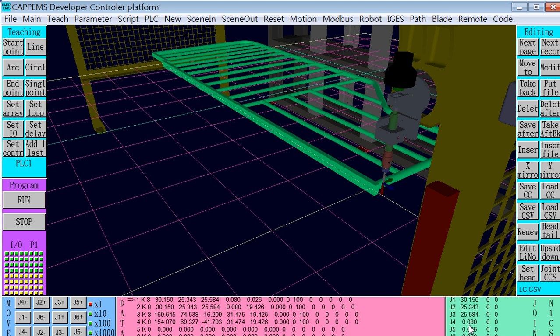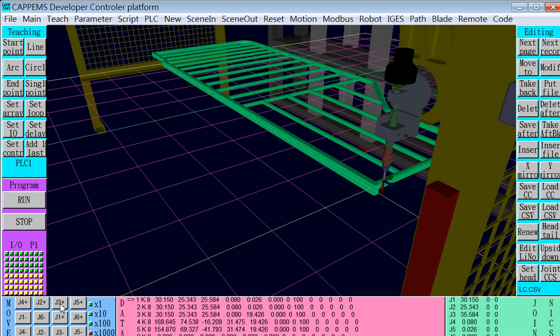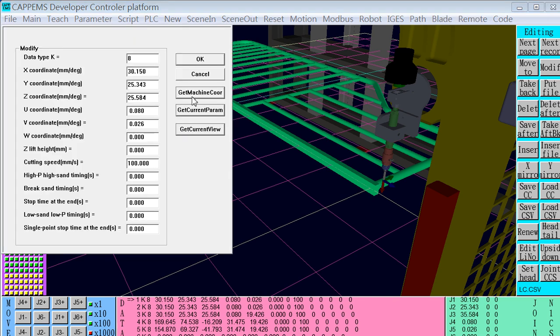This is tolerance. We lift along the J3, the Z position, in joint mode. J3 plus. Before doing that, we have to insert 1 point before line number 1. Insert. Okay, lift J3 plus at the fastest speed. J3. Okay, then modify the first point, get the current positions.